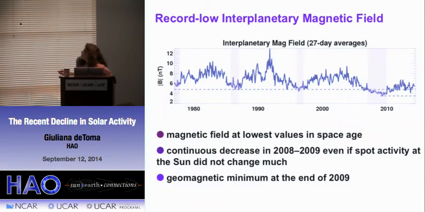I think it's interesting that if you look at the interplanetary magnetic field now, the level actually never really went up very much, and it's not very different from what we had seen during a previous minimum.